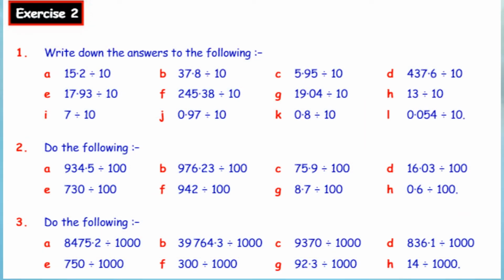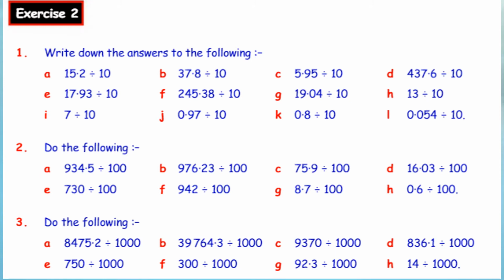So, number 1, A, 15.2 divided by 10, we're moving it one place to the right, becomes 1.52. And L is a bit trickier, but we're adding another 0. So we're moving everything to the right, so the answer is 0.0054. We're introducing another 0.